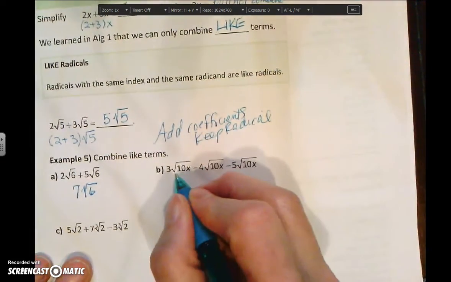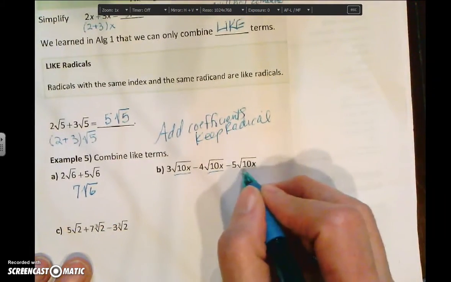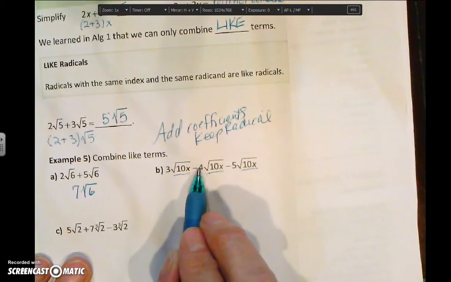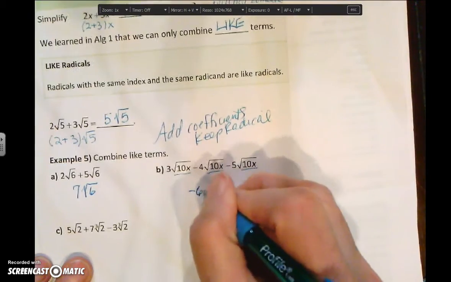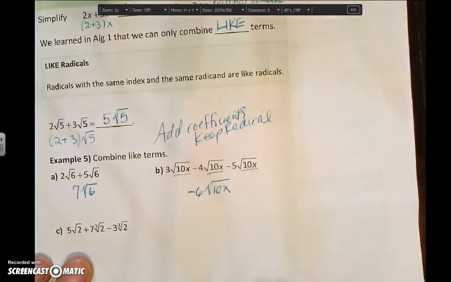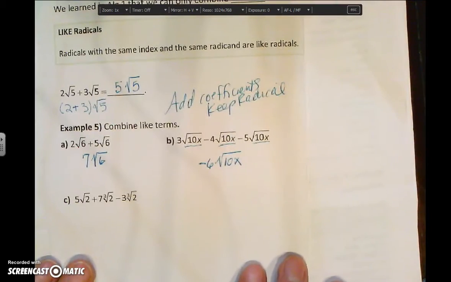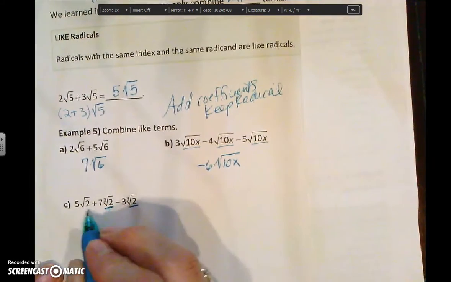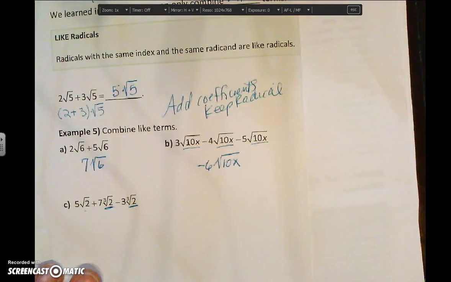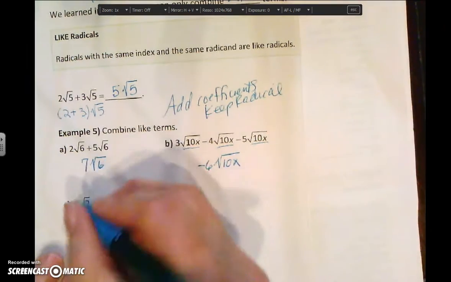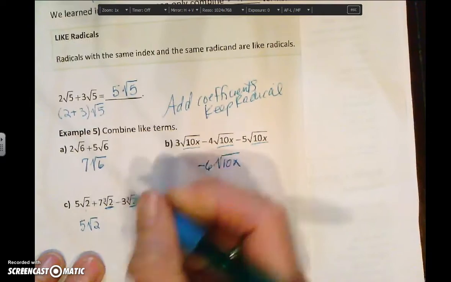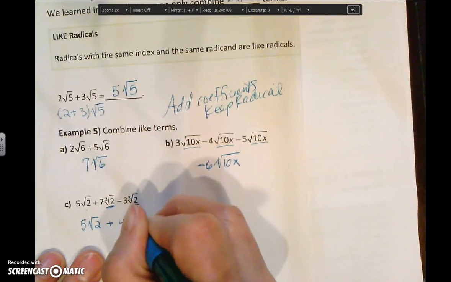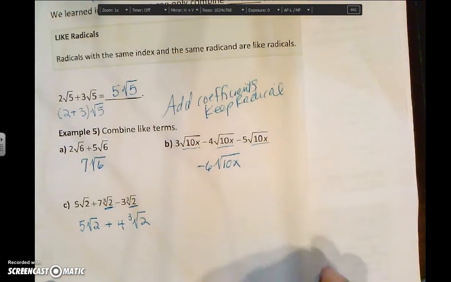So here I'm going to look. Let's see, I have a square root of 10x, a square root of 10x, they're all alike. I can just kind of add them across. I have 3, subtract 4, that's negative 1. Negative 1 minus 5 is negative 6. And that is the square root of 10x. And then C, this time you can see I have a cube root of 2 and a cube root of 2. But this one on the front is different because it's a square root. So I cannot combine it. So it is going to have to stand alone there.